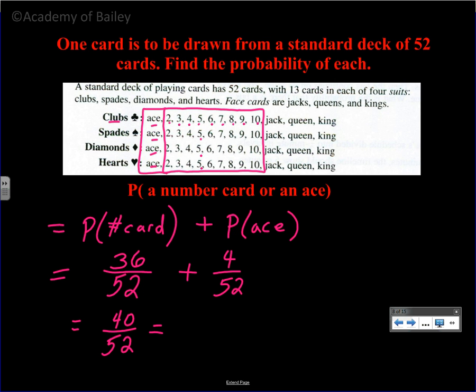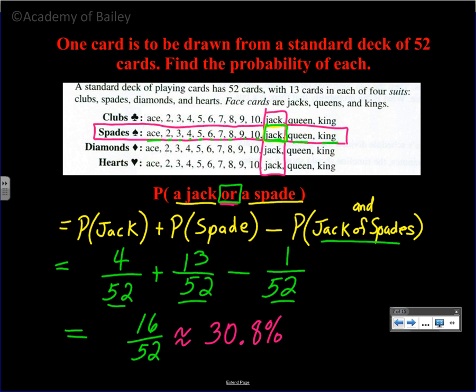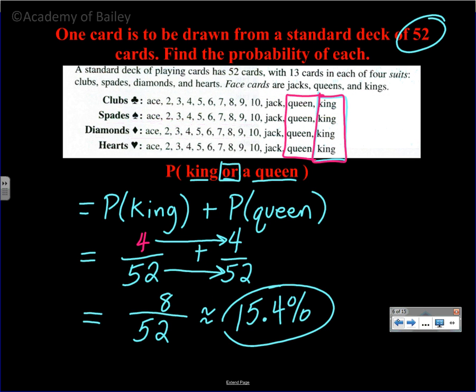And so when we find that as a percentage, it's going to be approximately equal to 76.9%. So it's a likely chance of getting one of those two, a number card or an ace. 76.9, that's a pretty good chance of it happening. Almost twice as good as a jack or a spade, and quite a bit better than a king or a queen.